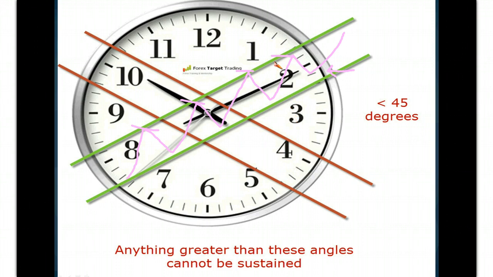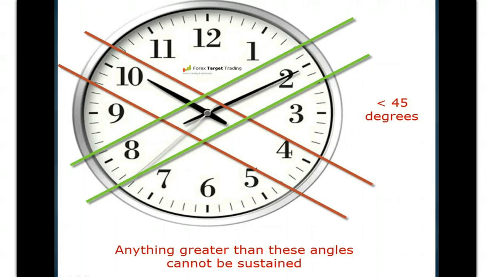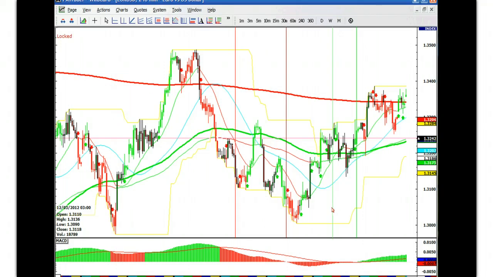Dumb money will do it all day long, but professionals will not, all right? So this trend is sustainable, but the moves inside the trend are not. That's why it's critical to know where the target is and how to move your stops, all right? So let's go to a chart here and take a look.